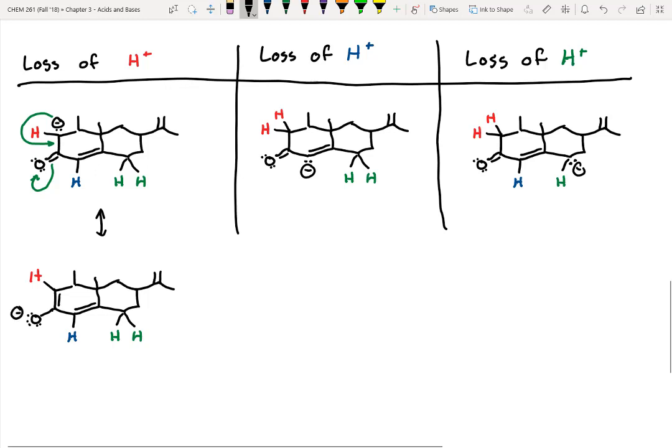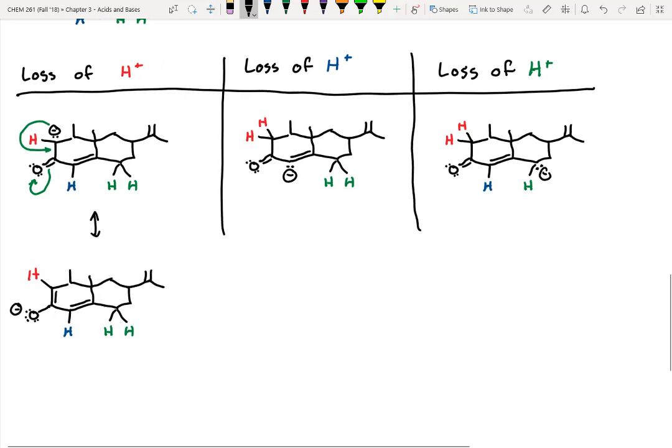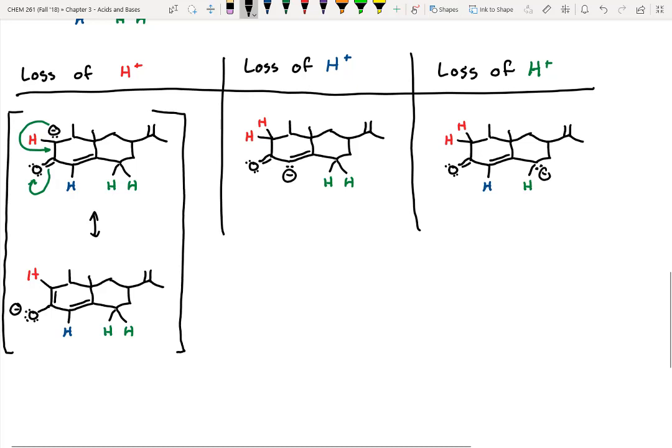All right, are there any other resonance structures that we can draw? I don't think so, without going backwards to our original structure, right? So if we think about loss of a red proton, I'd say we're pretty limited to these two resonance structures, but that's okay. Let's try the blue one.